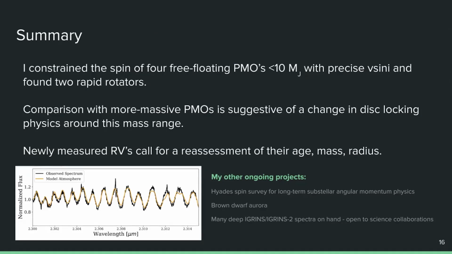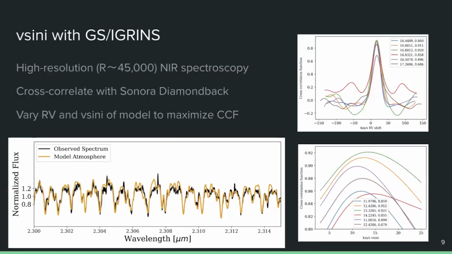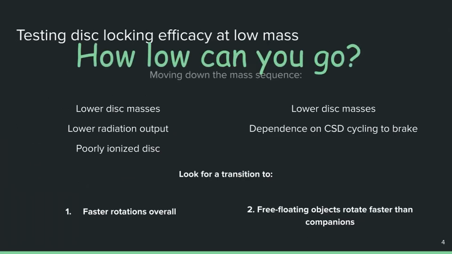I'm a little bit confused about one thing, though. Did you say that you're not expecting disk locking in free-floating PMOs? I'm expecting disk locking to be less effective in free-floating PMOs because, unlike bound objects, they can't pull material from a larger object's circumstellar disk.